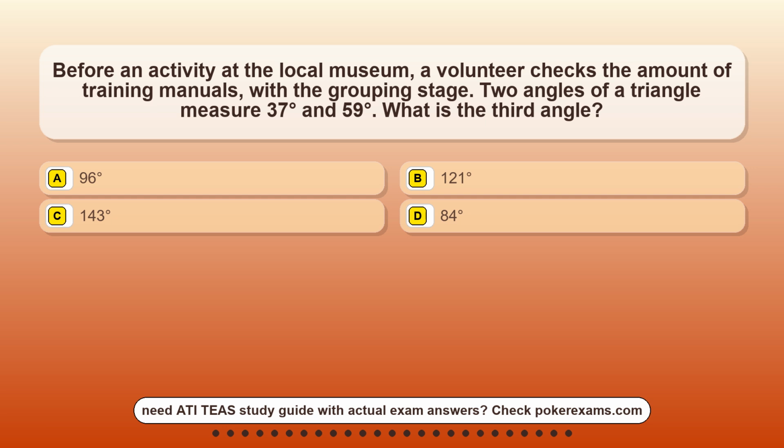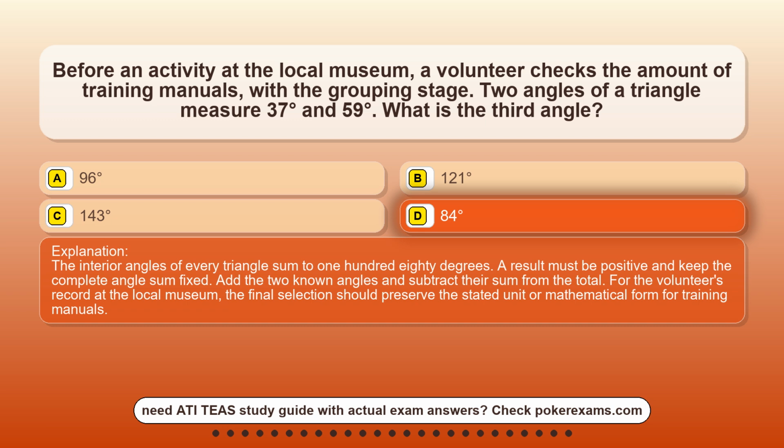Two angles of a triangle measure 37 degrees and 59 degrees. What is the third angle? Option A, 96 degrees. Option B, 121 degrees. Option C, 143 degrees. Option D, 84 degrees. The correct answer is option D, 84 degrees.